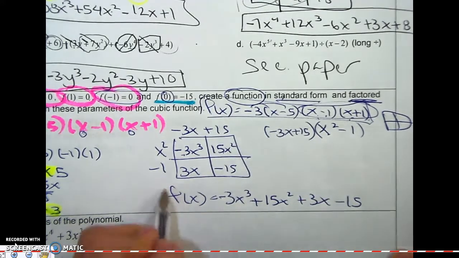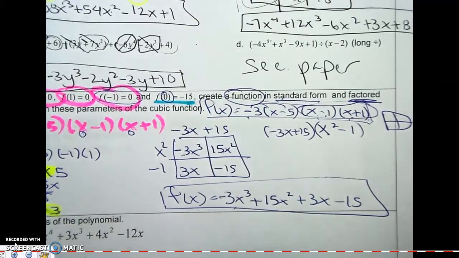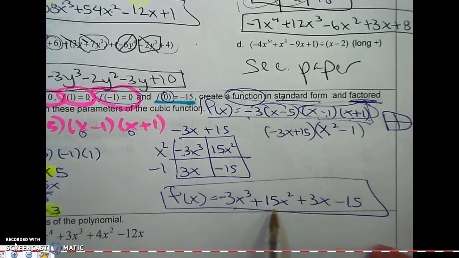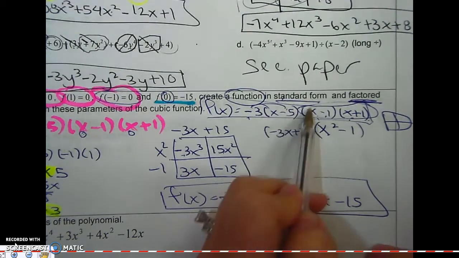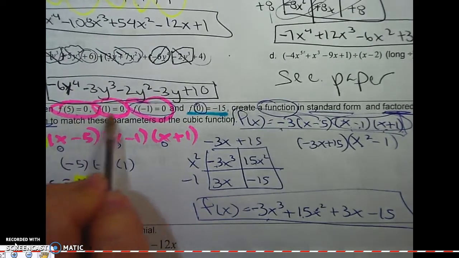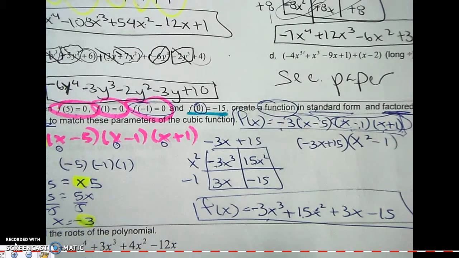And I get the answer. This is my answer in factored form. This is my answer in standard form. If this is the calculator section, I can check it by making sure this is equal to this. Once this is equal to this, I would graph it and make sure that my x-intercepts are here and my y-intercept is at negative 15. Because I don't have time, I'm not going to do that.